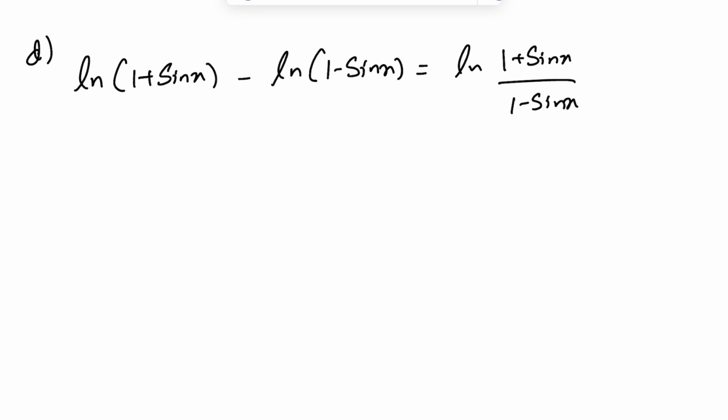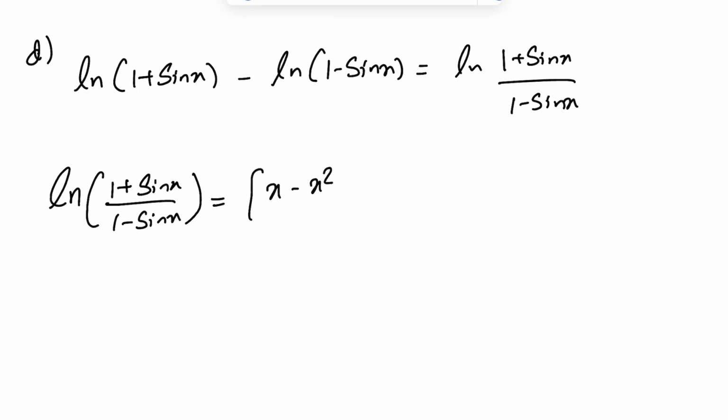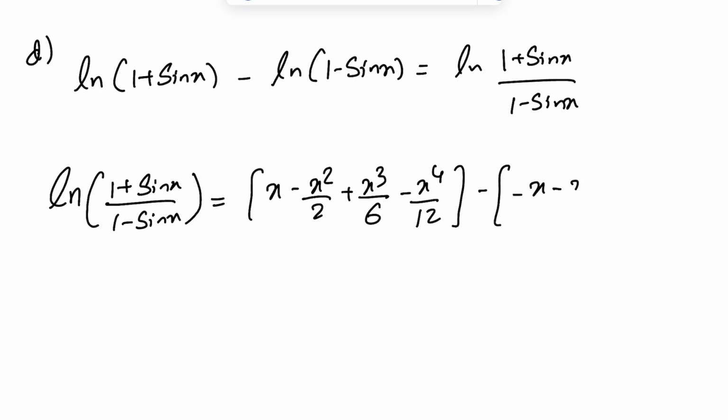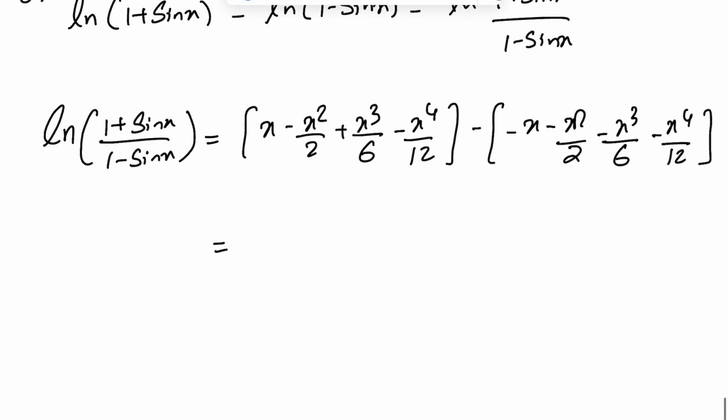So I am going to take this one out. So what do I get? ln of (1 plus sin x) upon (1 minus sin x). So ln(1 plus sin x) is nothing but what? x minus x square upon 2 plus x cube upon 6 minus x power 4 upon 12, minus ln(1 minus sin x), whose value was negative x, negative x square upon 2, negative x cube upon 6, negative x power 4 upon 12 and so on. So what does that become? 2x and x cube upon 3.